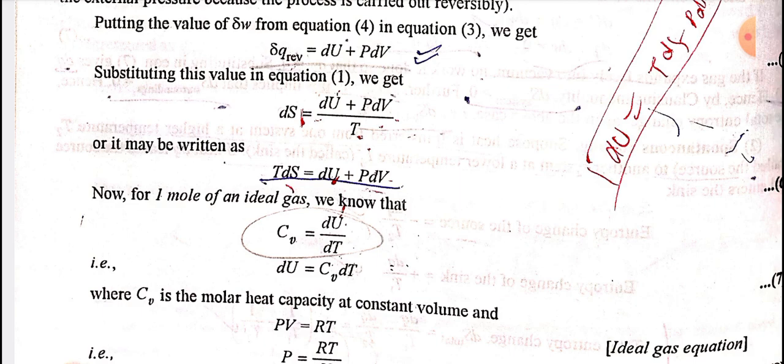δQ reversible is equal to dU plus PdV. Substituting this value in equation 1, we get dS is equal to dU plus PdV by T, or it may be written as TdS is equal to dU plus PdV.